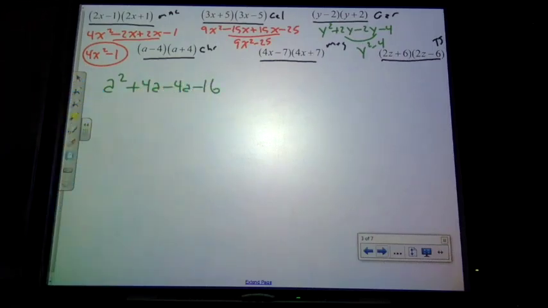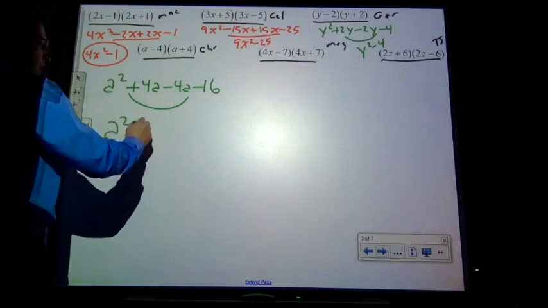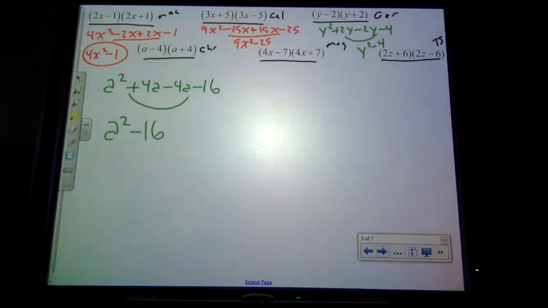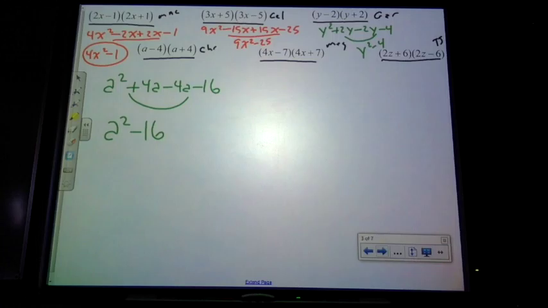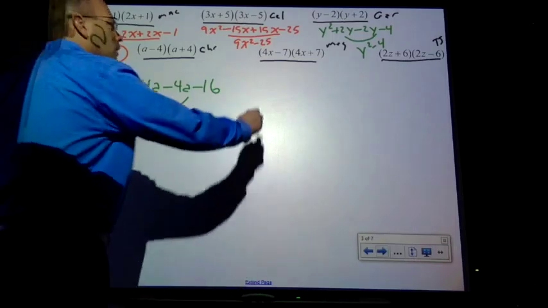Agree with that so far? Cool. What happens with positive 4a and negative 4a? They're gone, right? They cancel each other out. So I get a squared minus 16. Okay. Megan, double check my work, please.